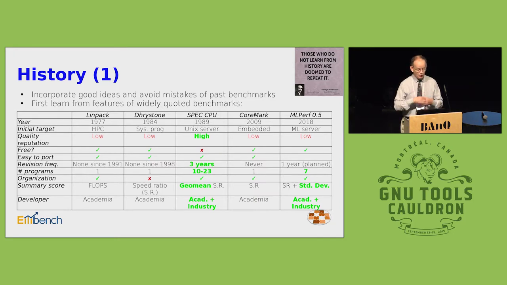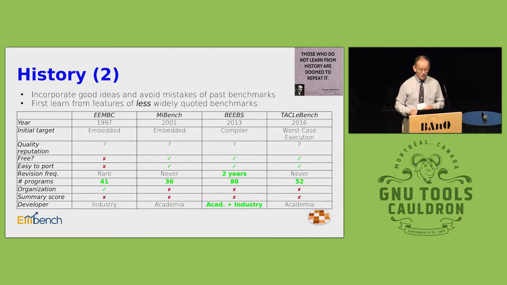And interestingly, if you look at the two that have tended to get the ticks in the box for doing good things, they both come into the category, they're developed by a mixture of academia and industry, and that's a message we took away. And we looked at some less well-known benchmarks. EEMBC, now I know in the embedded world, of course, you will know EEMBC, tends not to be quoted as a benchmark because it doesn't have a summary score, and in fact, all of these don't have a summary score.